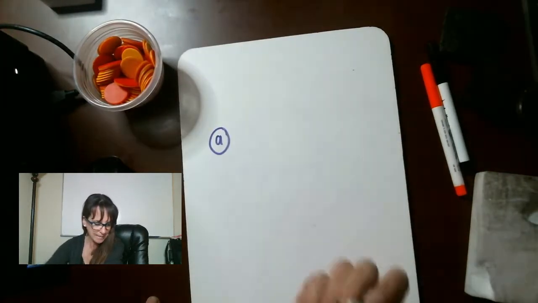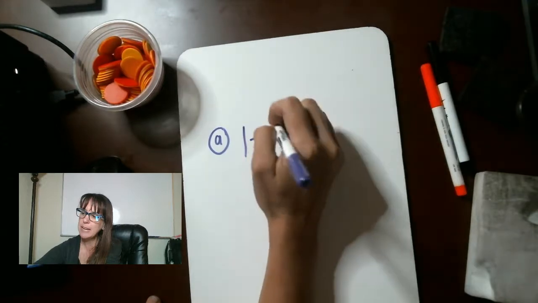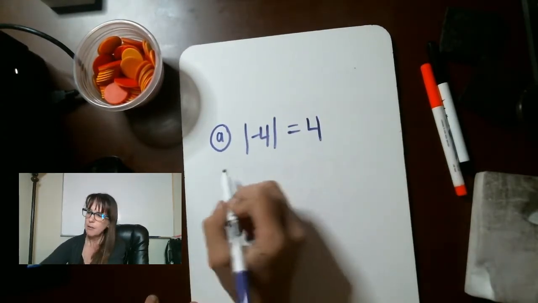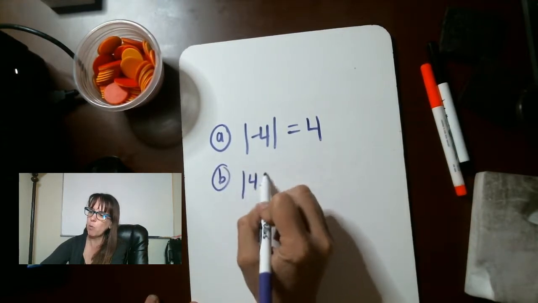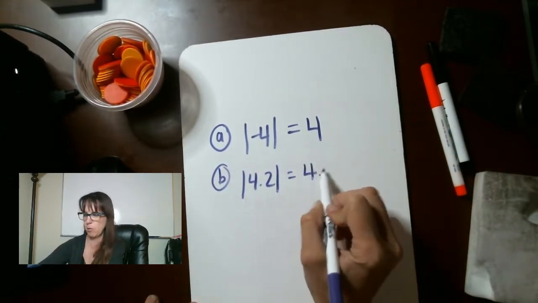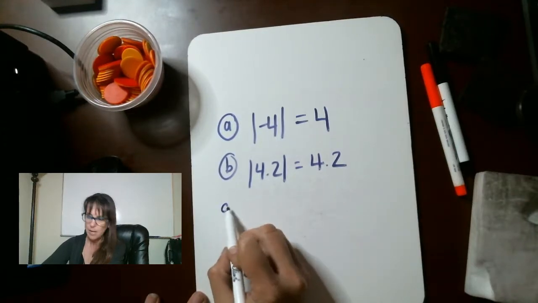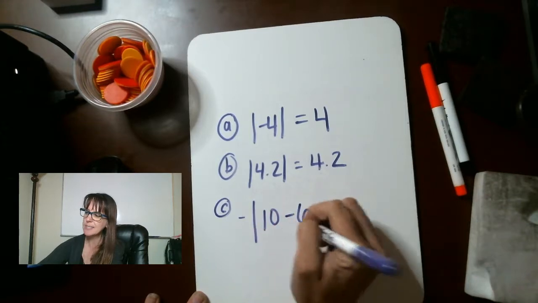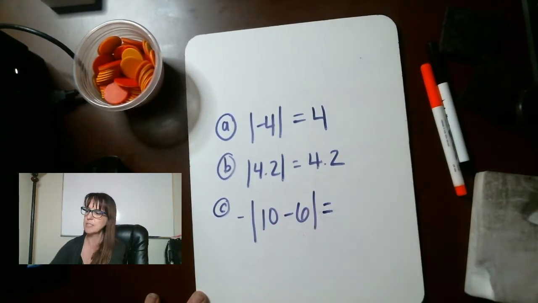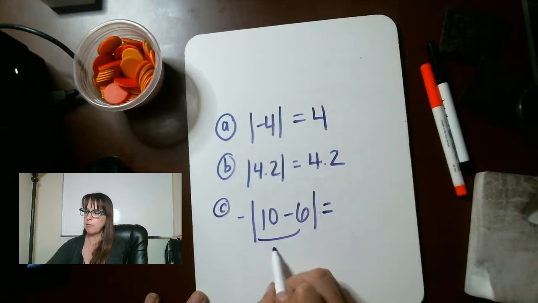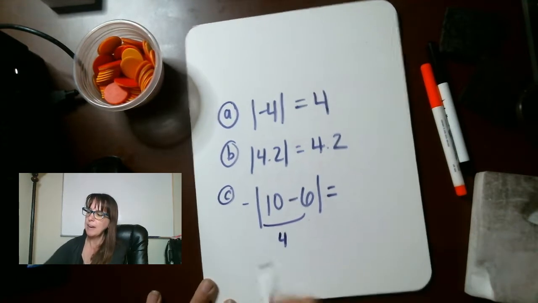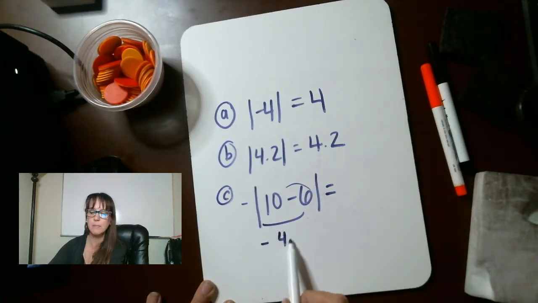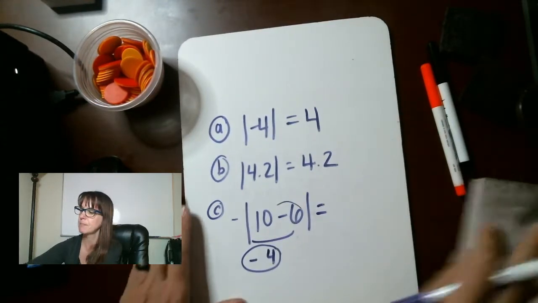So for A, the absolute value of -4, again, that is 4 away from 0. For B, the absolute value of 4.2, that is again 4.2 away from 0. For C, negative absolute value, 10 minus 6 equals, well, on the absolute value part, we get a 4, right? So we have on the outside a negative, this equals 4. So our answer, -4.